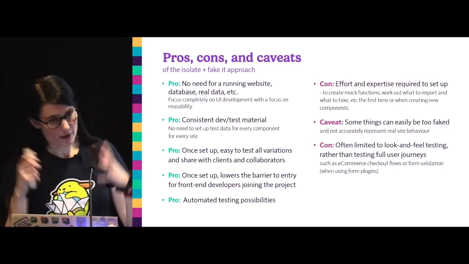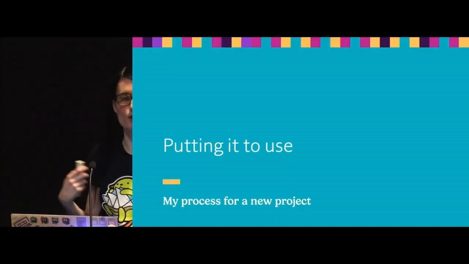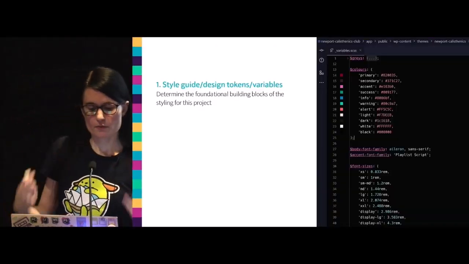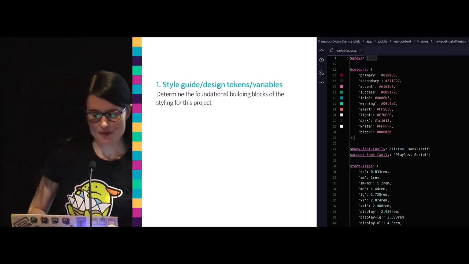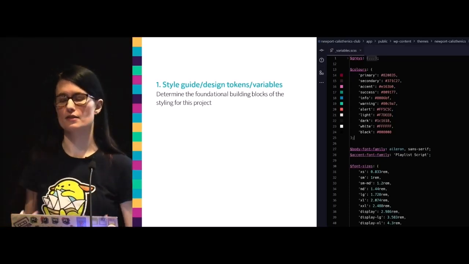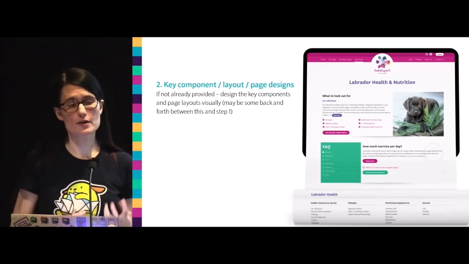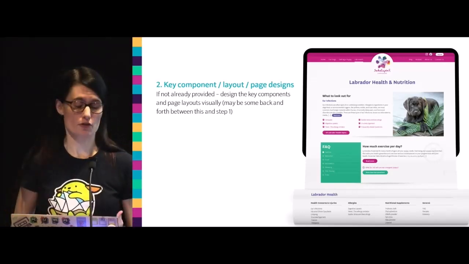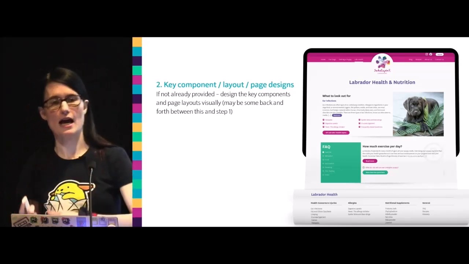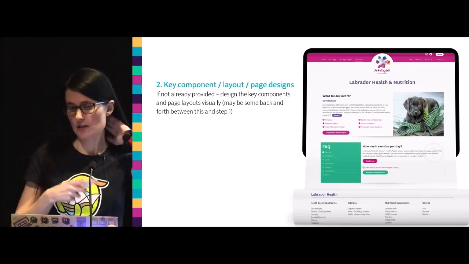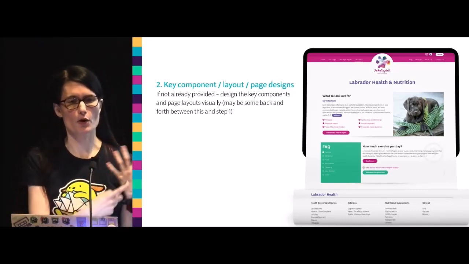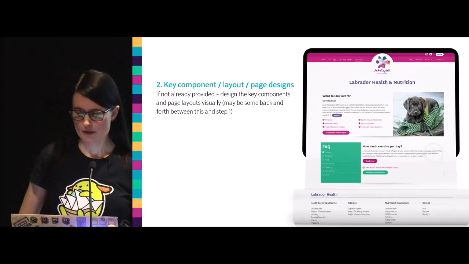And so to sum up how I bring that all together, how I'm putting this to use in some of the projects I'm working on at the moment. Step 1, style guide. Design tokens, variables, those foundational building blocks for this particular site, the fonts, the colors, all of that. The key components, the layouts, the page designs, if they haven't already been provided. There might be a bit of back and forth as you design it, depending on what your client already had ready versus what you need to create. There might be some parts of your style guide that you won't really know until you try to build the site.